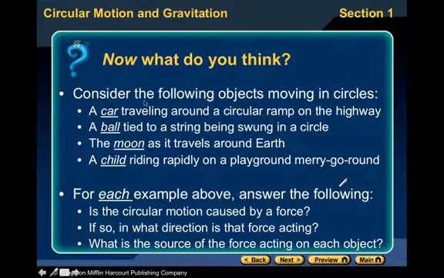And so for the car, the source would be friction. The ball would be the string. The moon going around Earth would be gravity. And the child riding on the playground, I would say would be friction again. It's holding that child on the merry-go-round.